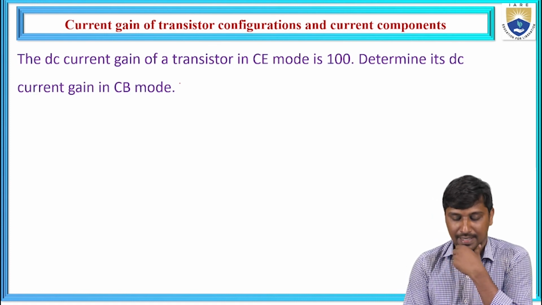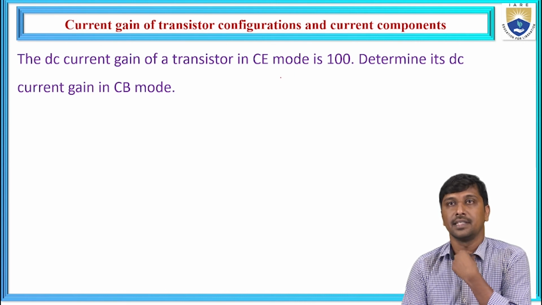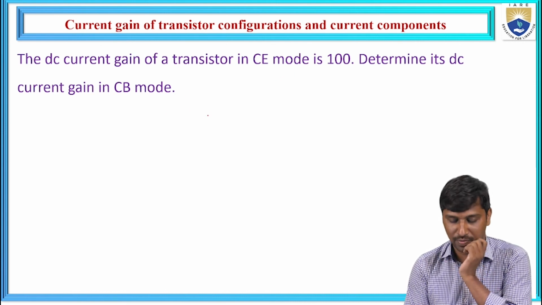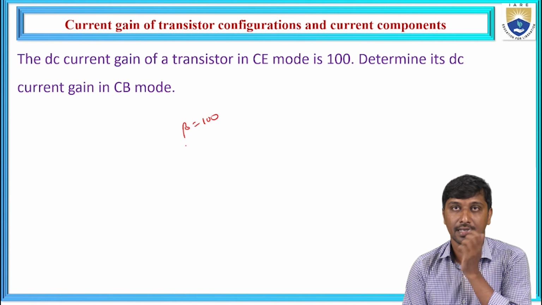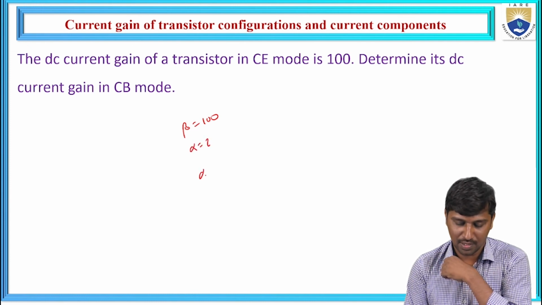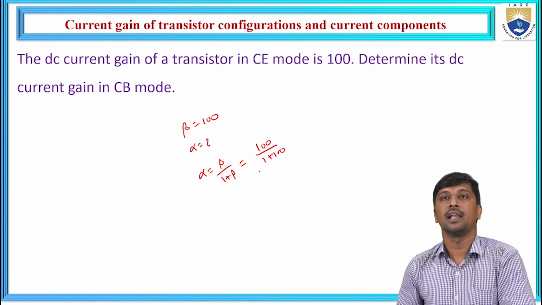Now, the DC current gain of the transistor in a CE mode is 100. Determine its DC current gain in a CB mode. So in a common emitter, the DC current gain beta is 100. Now we need to calculate the DC current gain in a CB, that is alpha. Alpha is equal to beta by 1 plus beta. Just substitute the beta value here. Then you can get the alpha value.